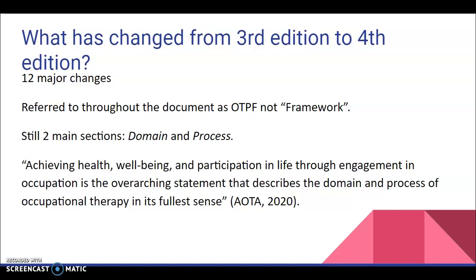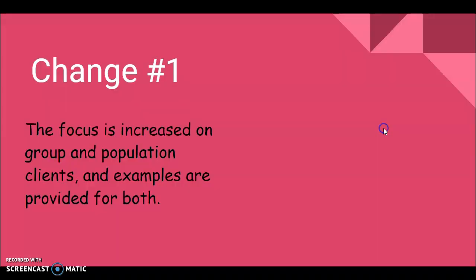There are still 2 main sections, the domain and process, and the main idea is still the same, which is achieving health, well-being, and participation in life through engagement in occupation is the overarching statement that describes the domain and process of occupational therapy in its fullest sense.